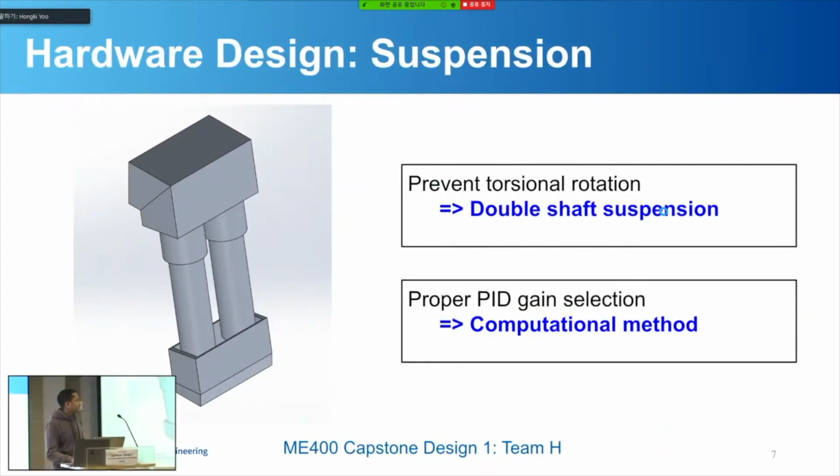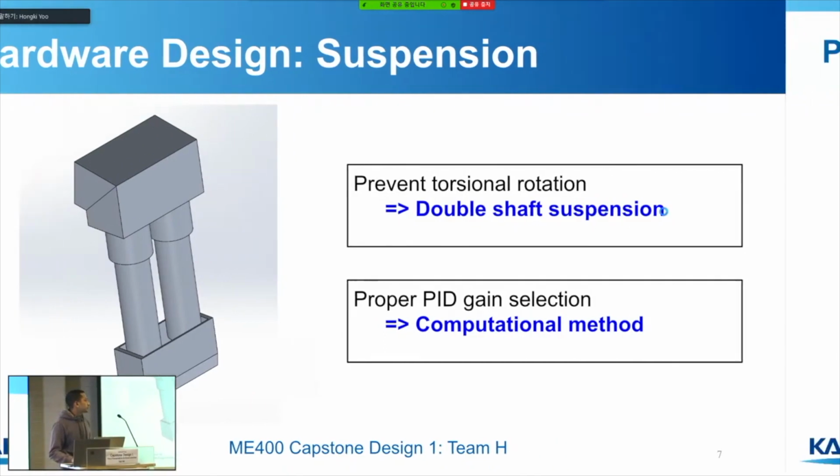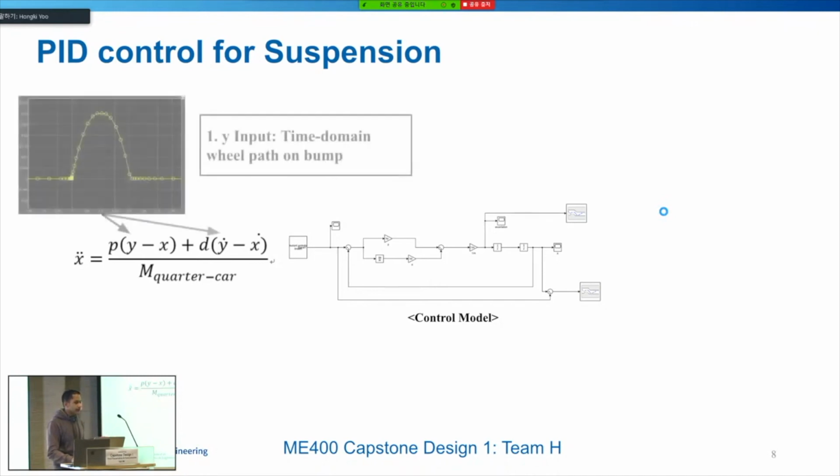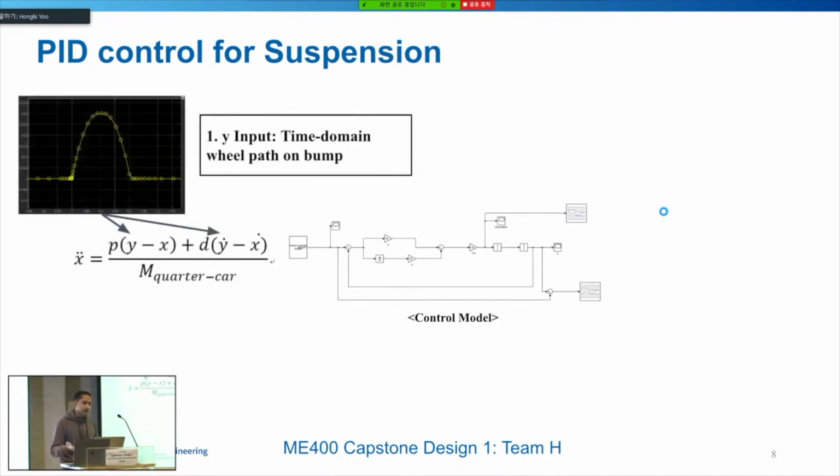We used a double shaft suspension to prevent any torsional rotation, and for gaining optimal PID values, we used computational methods. So this is our screen from Simulink. We carried out tuning using MATLAB Simulink, and we assumed that the car's vibration was that of a complete base excitation model.